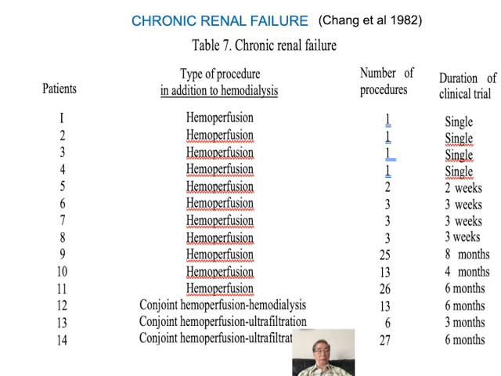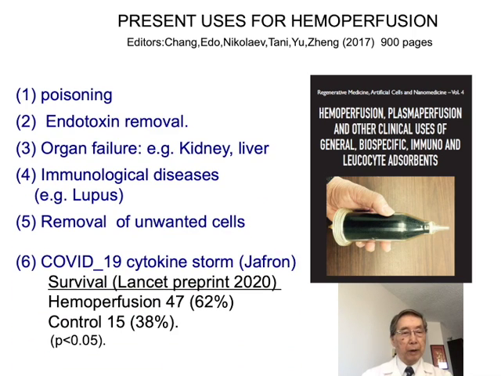We carried out clinical trial on chronic renal failure patients lasting up to 8 months, and this approach was approved by FDA for device. This is a 2017 book showing that it's now being used around the world for treating poisoning, endotoxin removal, kidney and liver failure, immunological diseases, removal of unwanted cells, and more recently, Jafron has used it to treat COVID-19 cytokine storm, resulting in many people recovering.